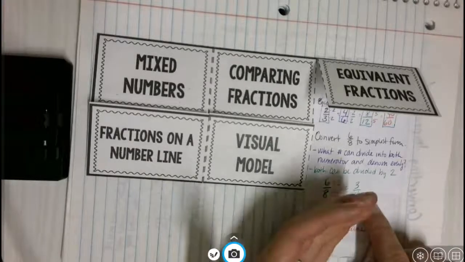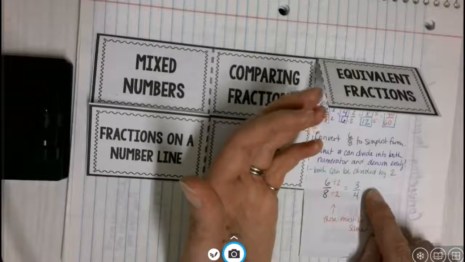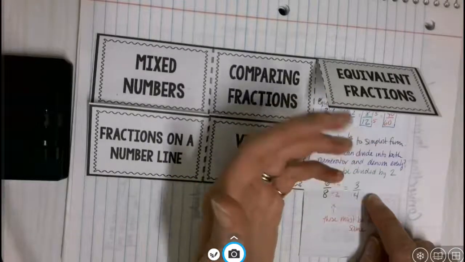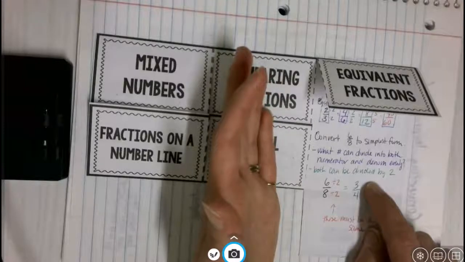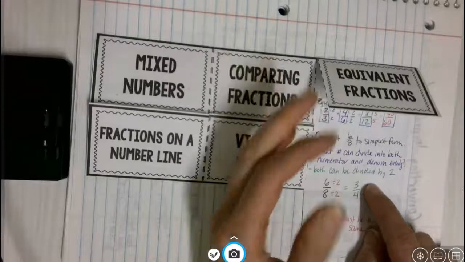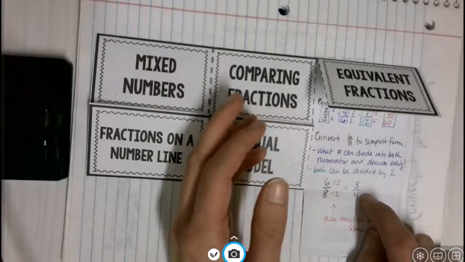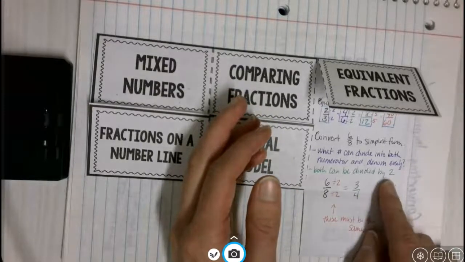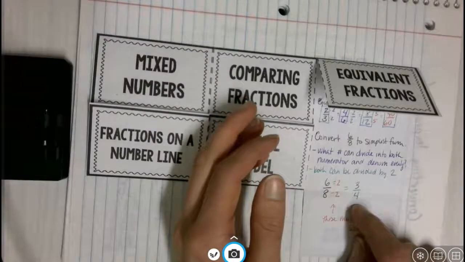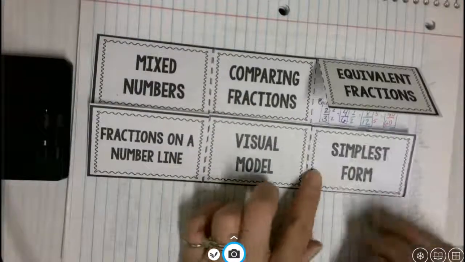Then I can ask myself that question again. Can 3/4 be divided by the same thing? They can't be divided by the same thing, because the only things that go into 3 are 3 and 1, and we don't really care about 1s. And 4 is 2, and those are not the same thing. So this is simplest form, and we're going to work really hard to always get down to simplest form.